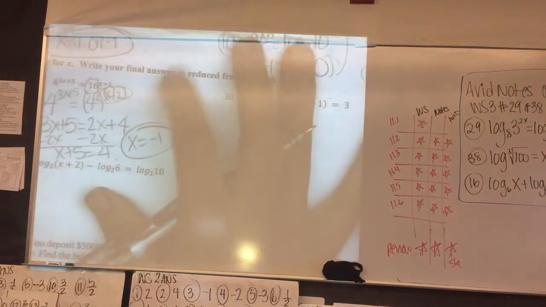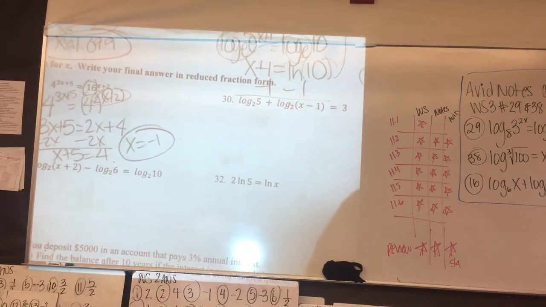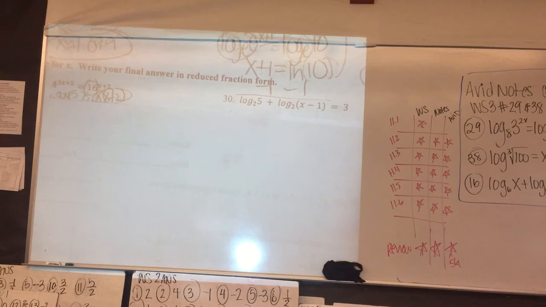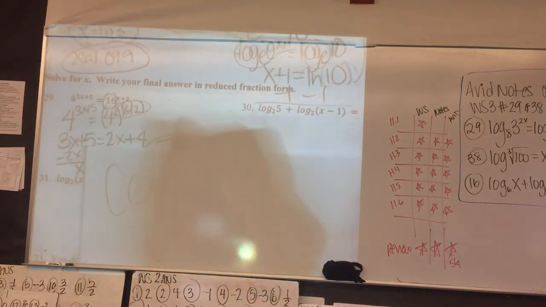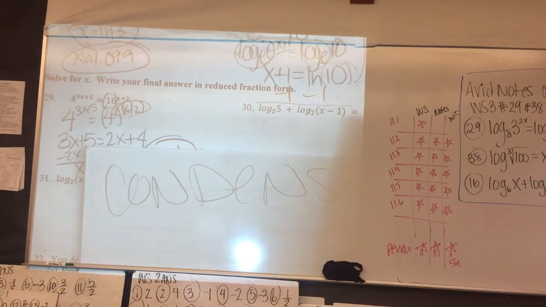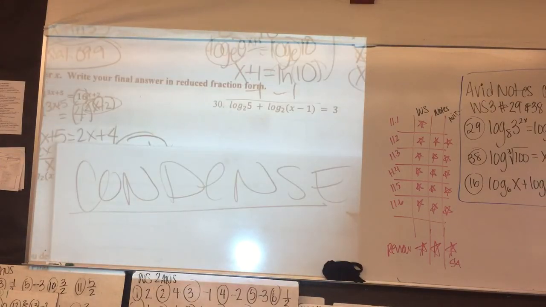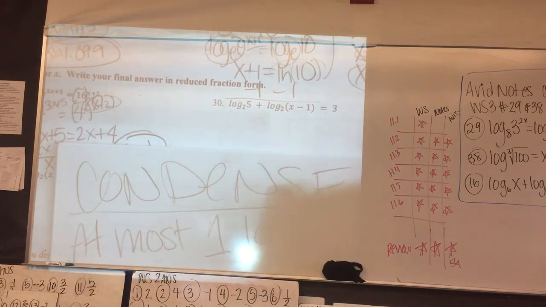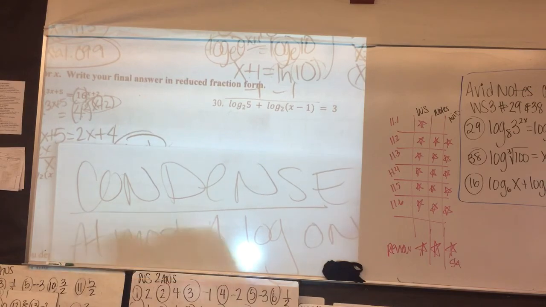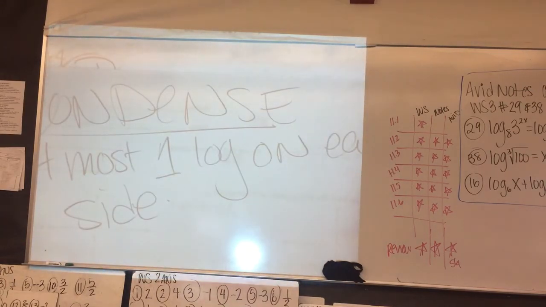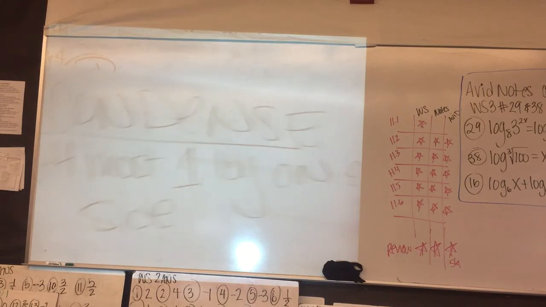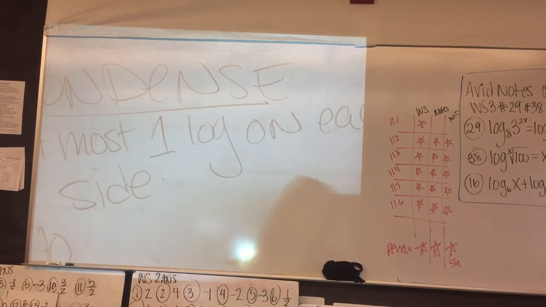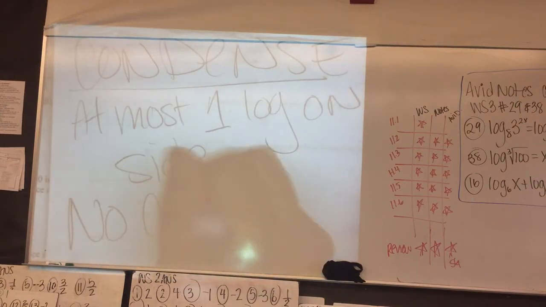Okay, 30. I need to condense. And there are some rules of condensing. Okay. To condense, you need to make smaller. And that's because at most you want 1 logarithm on each side of the equal sign. Okay, so how do I have at most 1 logarithm on each side of the equal sign? So the first thing you have, you can't have any coefficients to combine logs. So no coefficients.